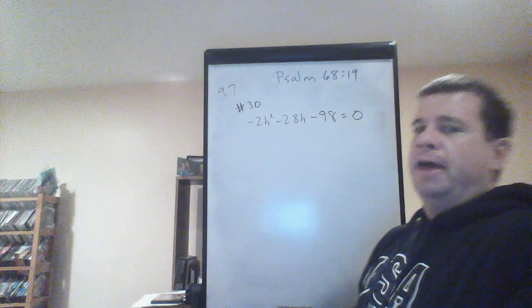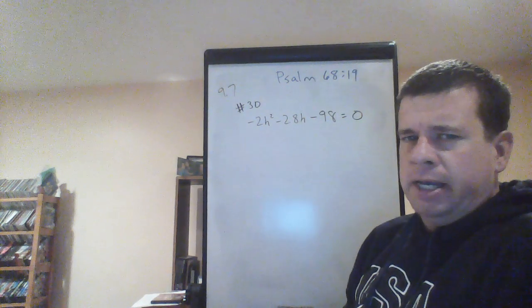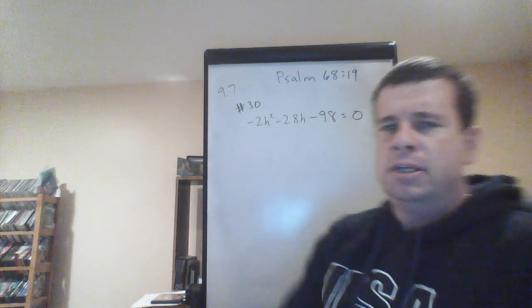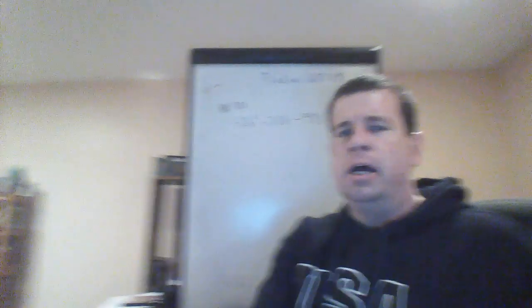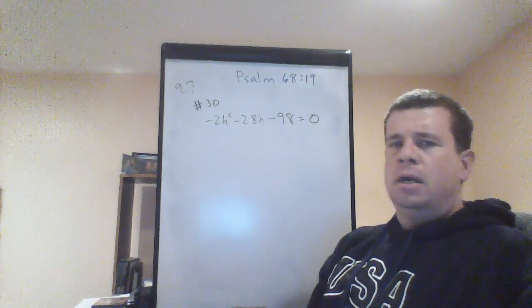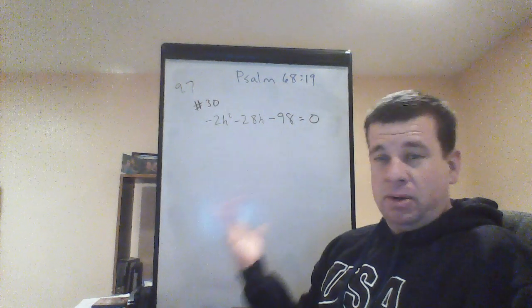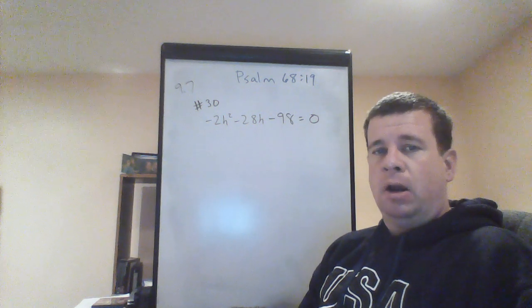But let's take a look at 9-7, specifically question 30, which some of you have had some questions on. So let's work our way through that. We're asked to solve this equation here, and I look at it, it's already equal to zero for me. That's a good thing.